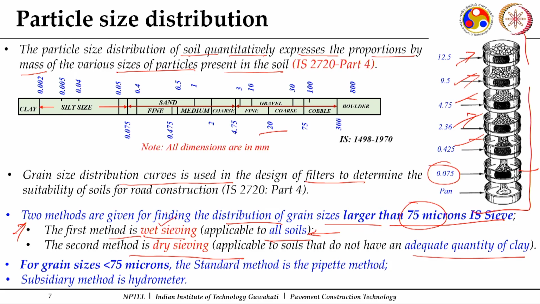So then you will prefer to go for wet sieving, but it takes more time, and if there is a lesser quantity of clay, you can comfortably go with dry sieving also. And as I mentioned, for sizes less than this particular one, you normally go with the pipette method or the hydrometer. Now we have many good equipments available, particle size analyzers, which can give you sizes going down to nanometers also.